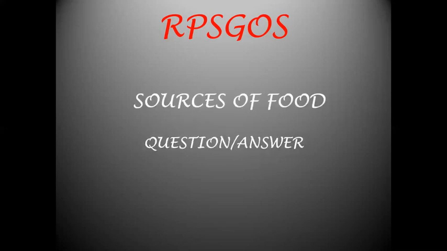Today, we will discuss the question answers of the chapter Sources of Food. As in yesterday's module, we discussed the checkpoints and objective type questions. Today, in this module, we will further discuss the back exercises, the question answers, and what's in it.